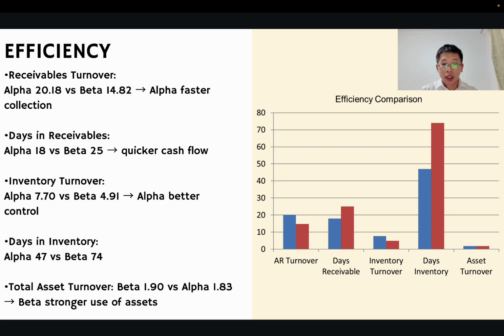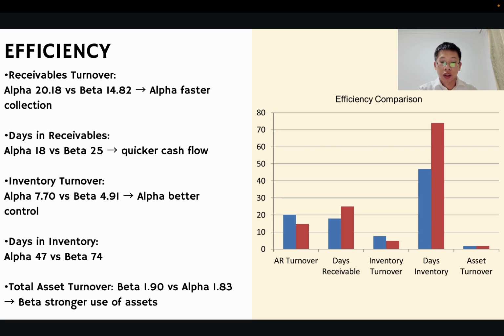Next is efficiency, which shows how well each company uses its resources. Alpha is clearly stronger in managing receivables and inventory. It collects cash from customers in just 18 days, compared to Beta's 25 days. And when it comes to inventory, Alpha turns it over every 47 days, while Beta takes a much longer 74 days. It highlights Alpha's operational discipline and tighter control over working capital.